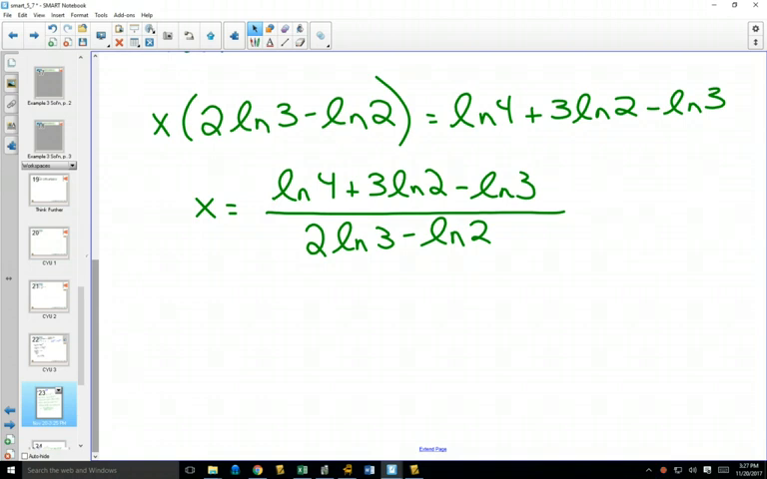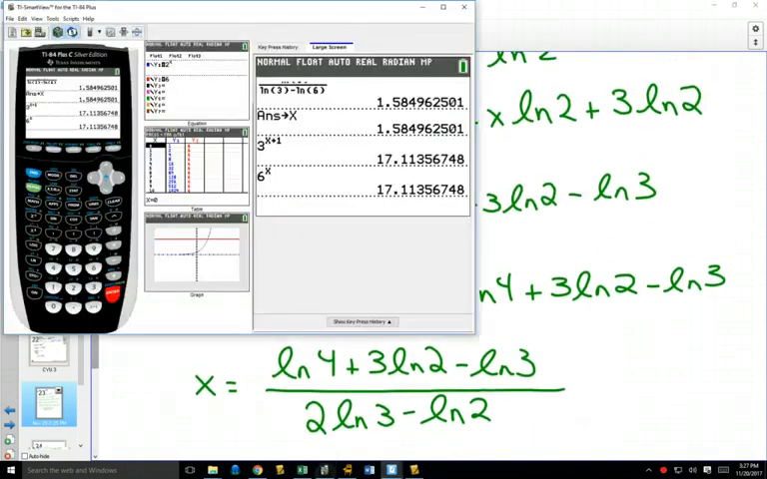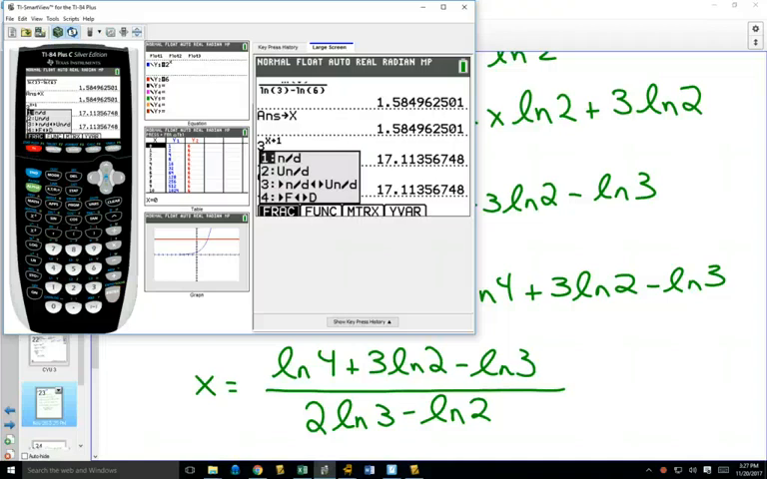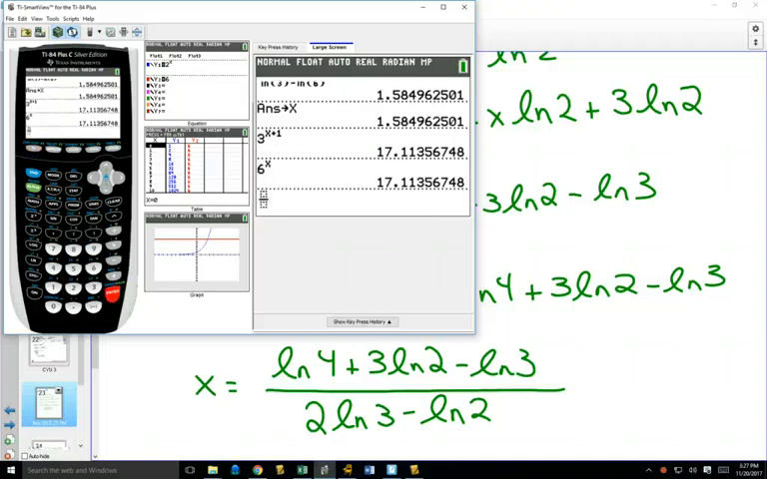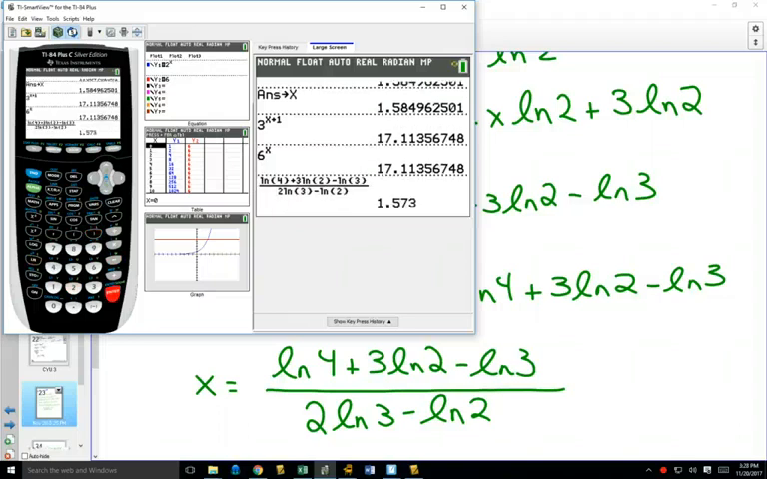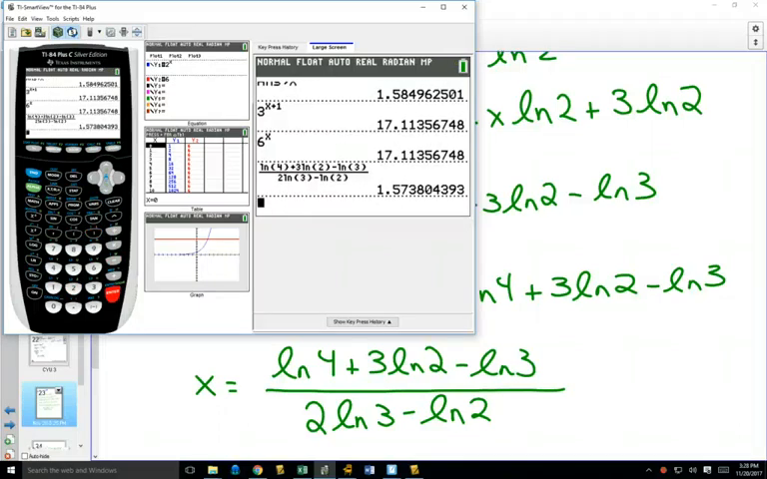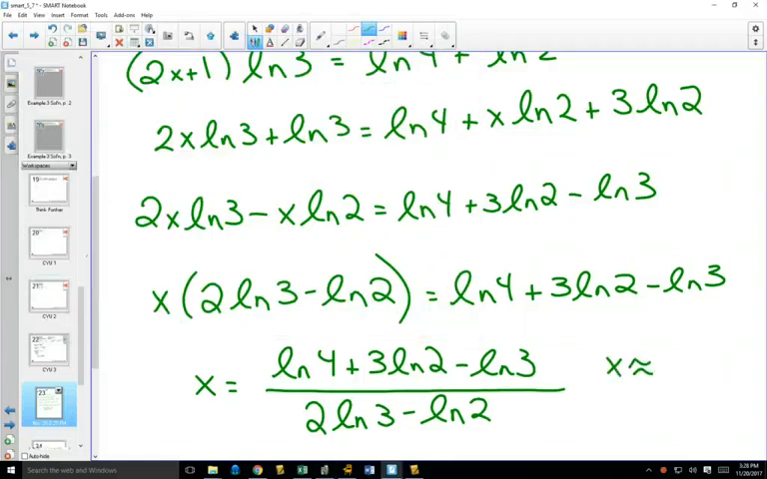And we can type this into our calculator. Maybe we will scroll so we can actually see the whole thing. So I'll use my fraction button. Natural log of 4 plus 3 natural log of 2 minus natural log of 3 over 2 natural log of 3 minus natural log of 2. Enter. 1.573574.